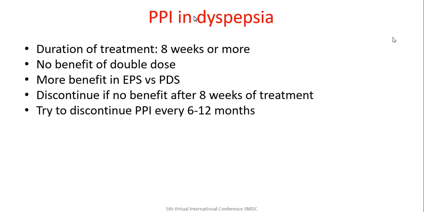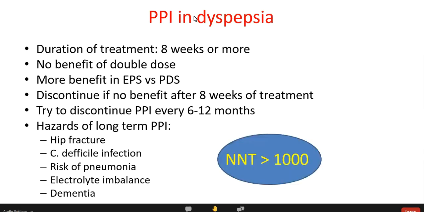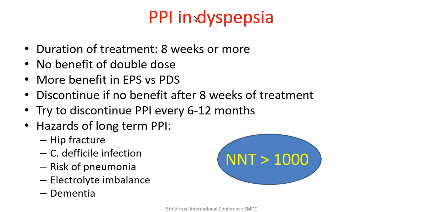And whenever you're talking about long-term PPIs, obviously these side effects, hip fractures, pneumonias, electrolyte imbalance, come to mind. But studies have shown the number needed to harm for these side effects is more than 1,000. So that's not a major concern. The major concern is the cost of treatment, the longevity of the treatment, and the non-response that you get in most of these patients.